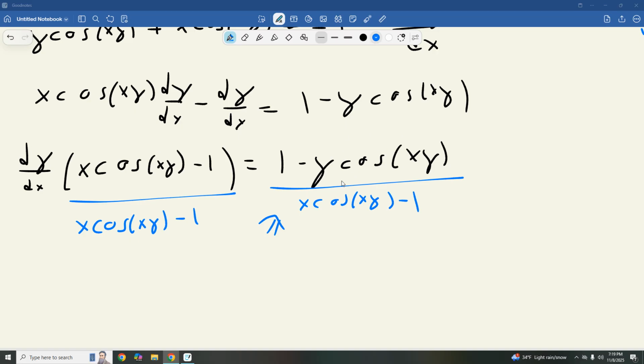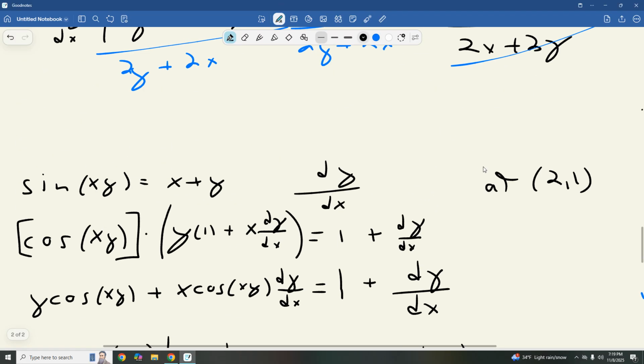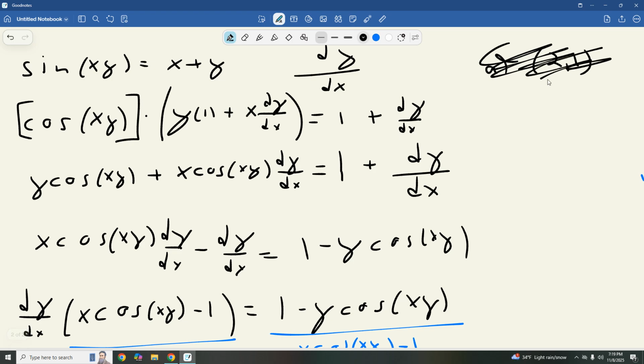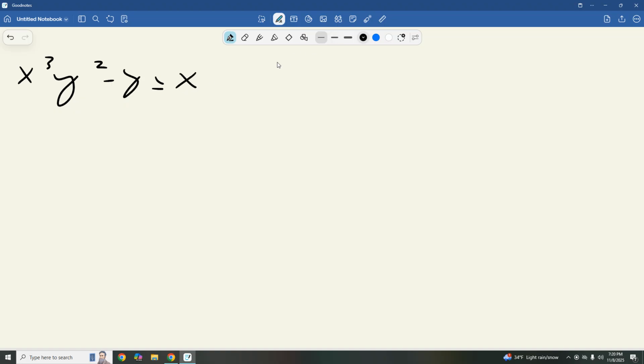Cool. I just realized this might actually be a bad situation to plug this stuff in because it's trig and it's going to be weird. So we're going to use a different one. This one seems easy enough: x cubed y squared minus y equals x. Also, let's do a different one too. So this one is going to be asking for dx over dy.